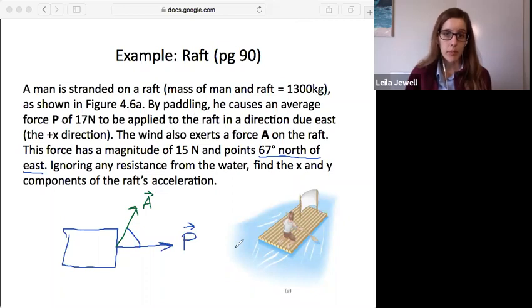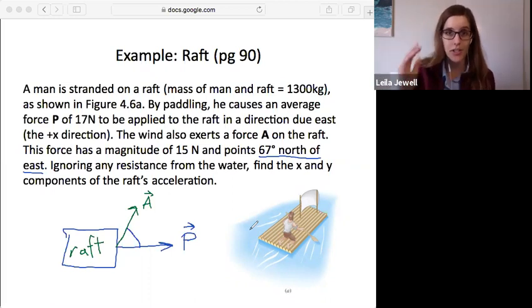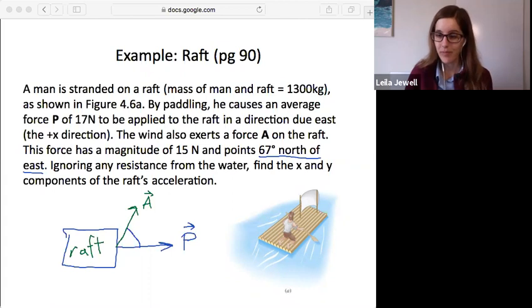This is our basic picture, our nice drawing of what we have, right? That we have a raft, and then these two forces act on it. It tells us we can ignore resistance from the water, so that simplifies the problem considerably. So what's our next step? Well, our next step is we want to get this to a free body diagram. So I encourage you to go ahead and try that on your own. Make your own free body diagram, and then we'll compare notes in the next slide. Go ahead and pause to make a free body diagram.